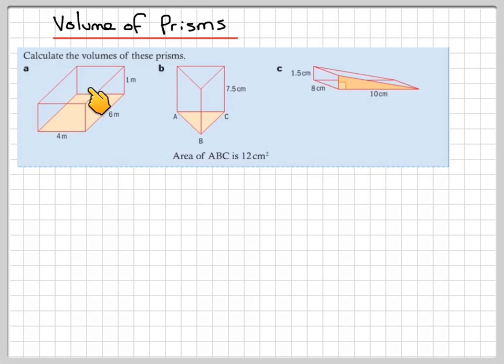Calculate the volume of these prisms. So here you're shown that these are prisms because the cross-sectional area has been shaded in orange. Therefore we can very easily see that these three shapes are prisms.